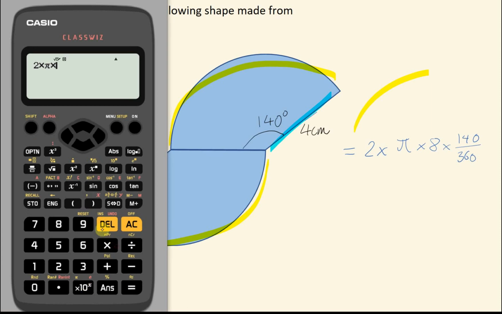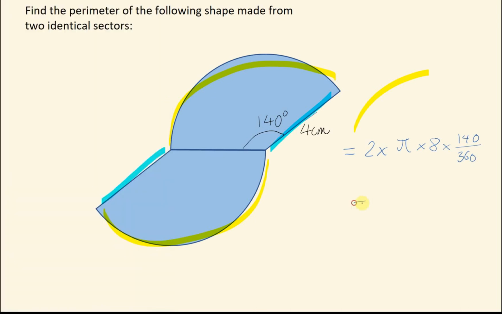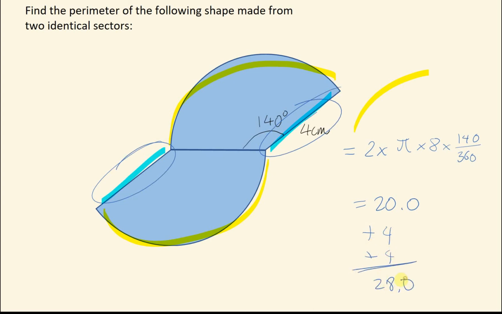So 2 times pi times 8 times 140 over 360. That gives my two sectors, which would just be 20.0. I then need to add on my two lengths here and here, so plus on the two 4s, that gives me a total perimeter of this thing of 28.0. Again, if it's three significant figures, you have to include the 0.0 to say you know that third significant figure is a 0.